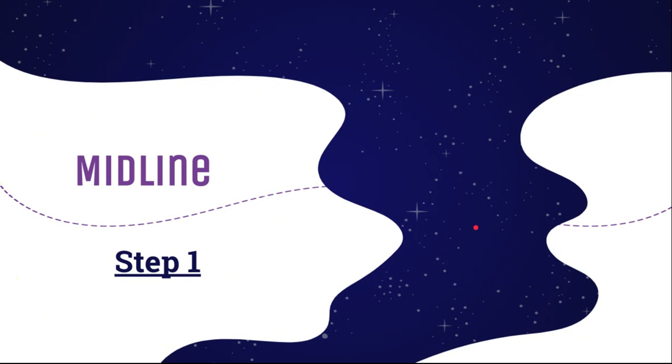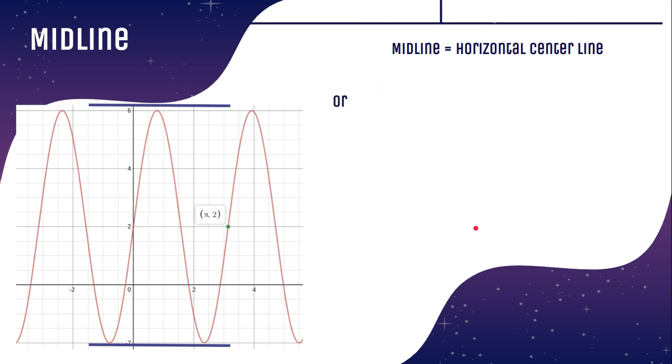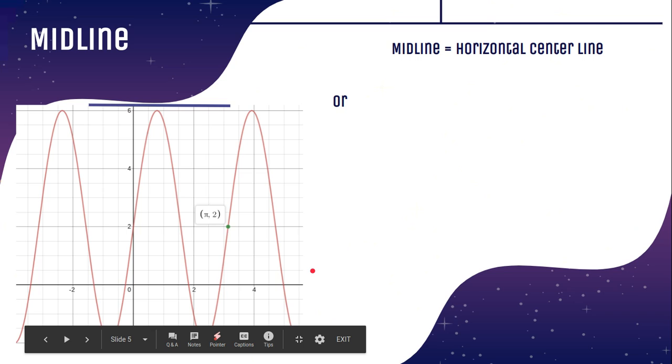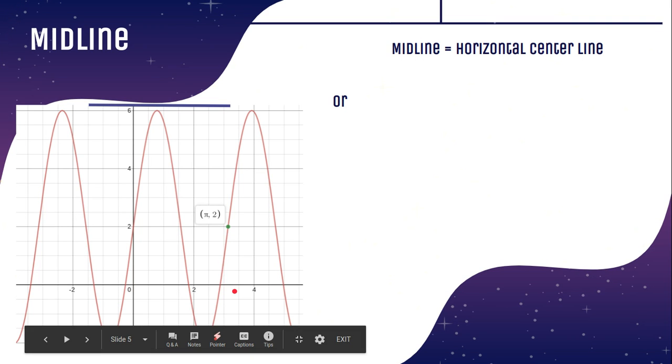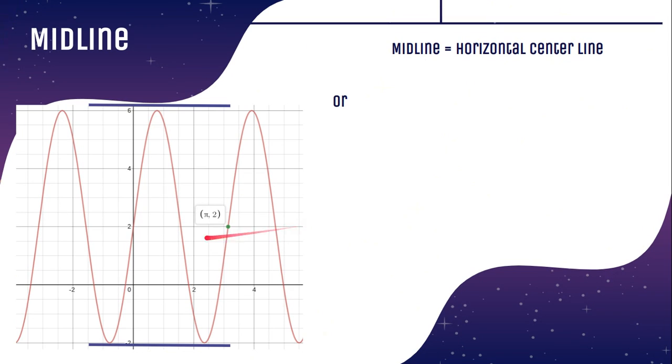Step 1, the midline. Now, the midline is a horizontal line that is found in the very center of any sine graph. Some tend to believe that the midline is always on the x-axis, as you can see here, but that isn't always true because the sine graph can move up or down depending on the equation. In this case, the midline will not be on the x-axis. With that, there are two ways one can find the midline.